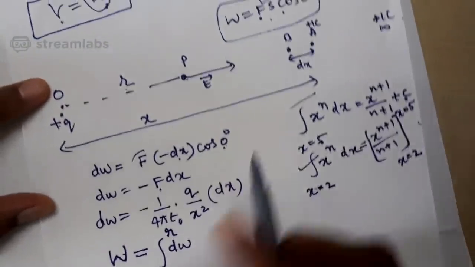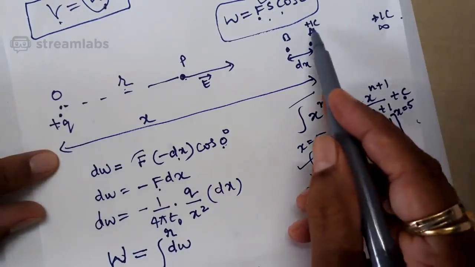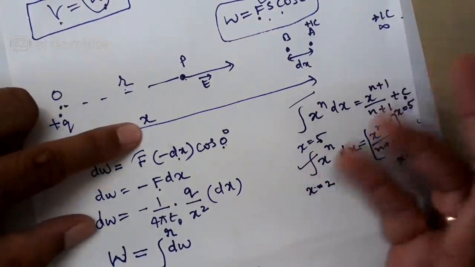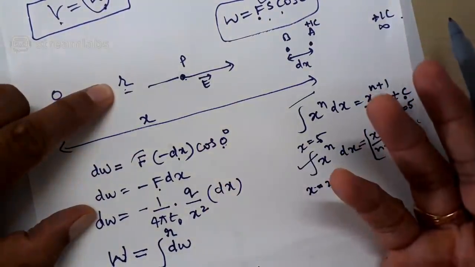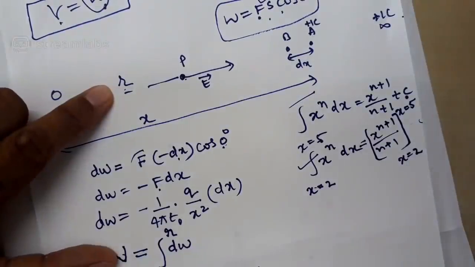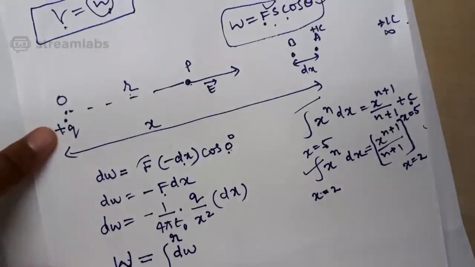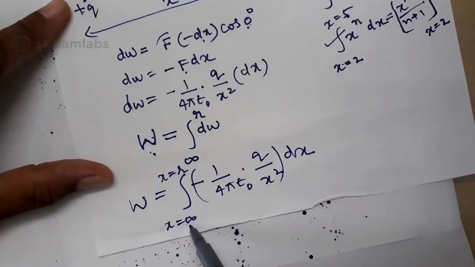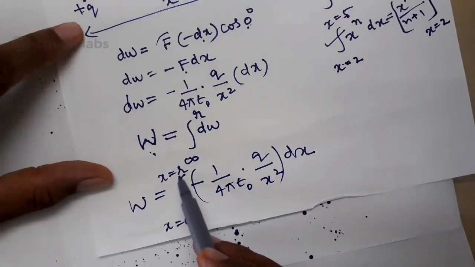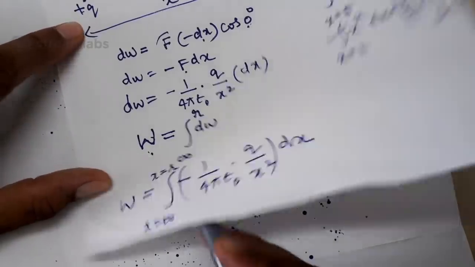See, why I took x is equal to infinity: when the +1 coulomb charge was assumed at A, the distance was taken as x. When the same +1 coulomb charge is at infinity, what is the value of x? Infinity. You are moving a +1 coulomb charge from infinite distance from the plus q charge to a point which is at a distance r from the plus q charge. That is why the limits are from infinity to r.